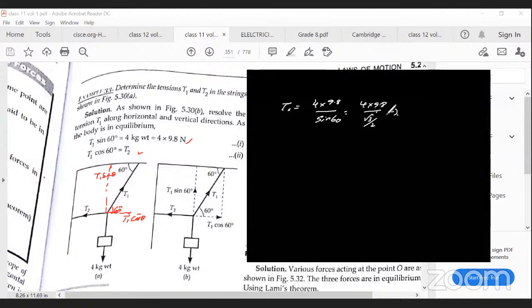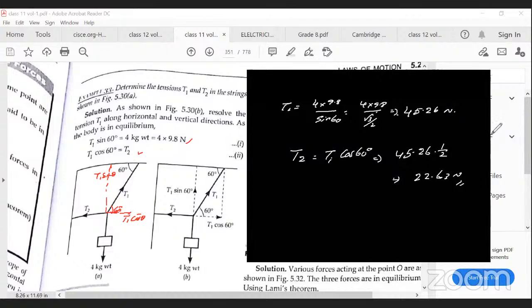If you solve it, the value will be around 45.26. 45.26 newtons is your tension T1. Now we are going to find the tension T2. Tension T2 is equal to T1 into cos 60 degrees. Here T1 is 45.26, and cos 60 is 1 by 2. If you halve it, the value will be 22.63 newtons. These are your answers.